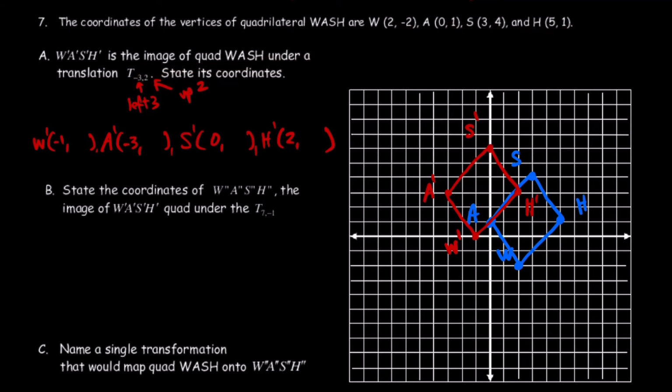Okay, so let's do that. -2 plus 2 is 0. Go to the A. 1 plus 2 is 3. Go to the S. 4 plus 2 is 6. Go to the H. 1 plus 2 is 3.